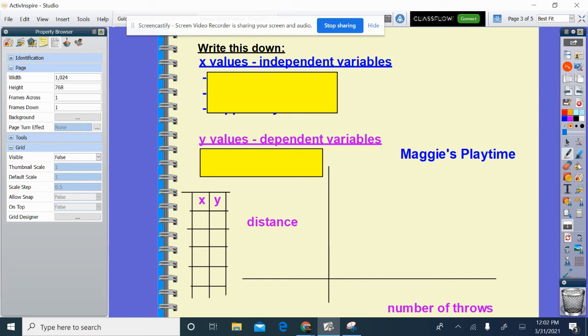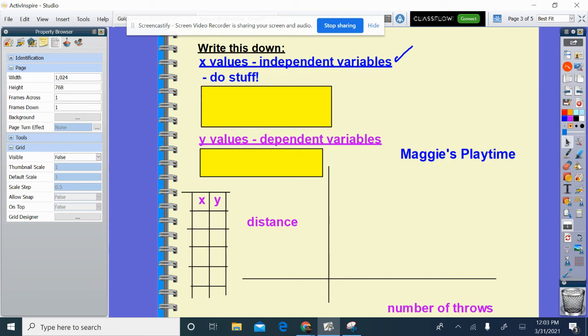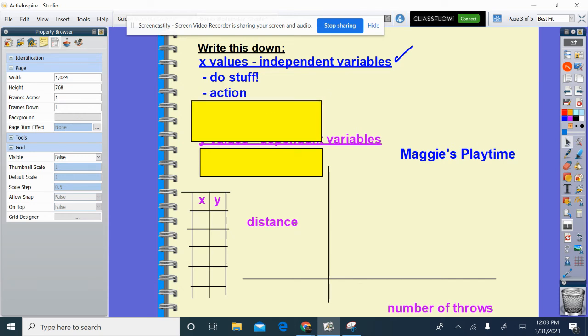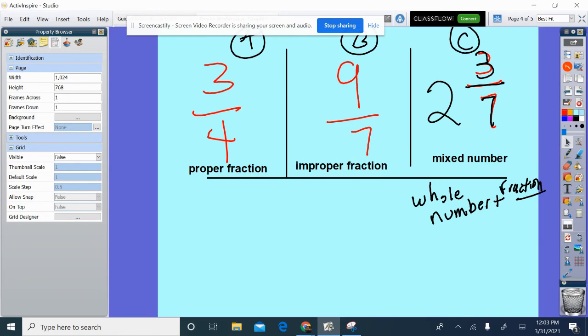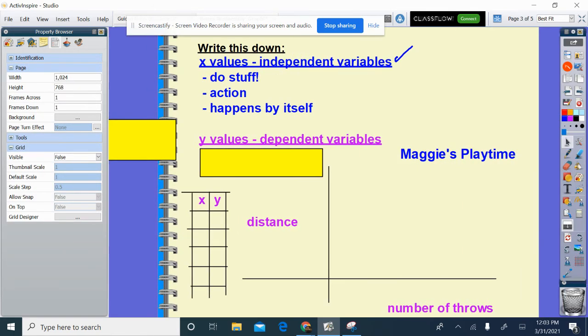The x values are independent variables, kind of like middle school students. They like to do stuff. They like to take action. And it's stuff that happens by itself. And so independent variable is like, for example, when I take Maggie for a walk, I have a ball and I throw the ball for her. Well, that would be the independent variable, the number of times I throw the ball.